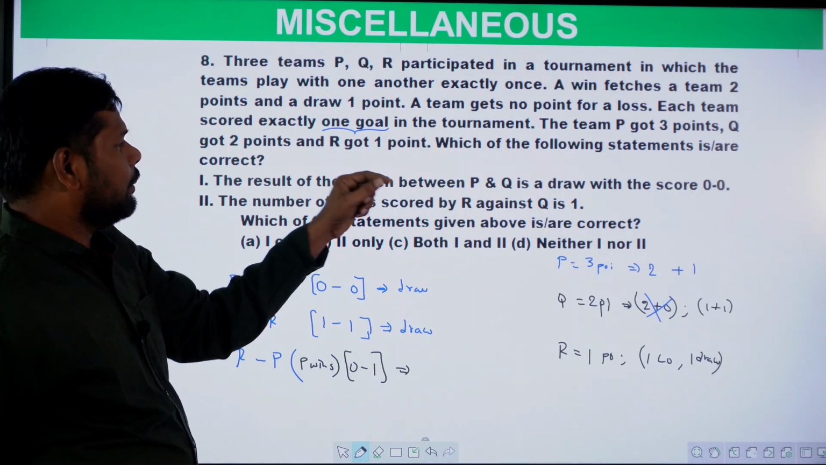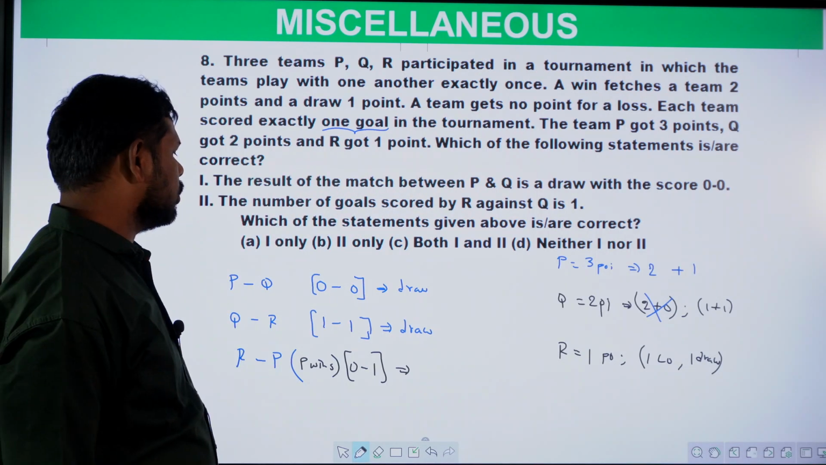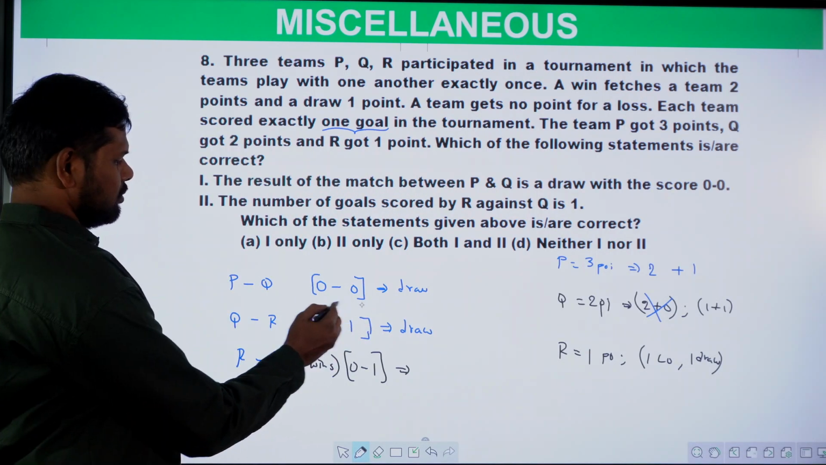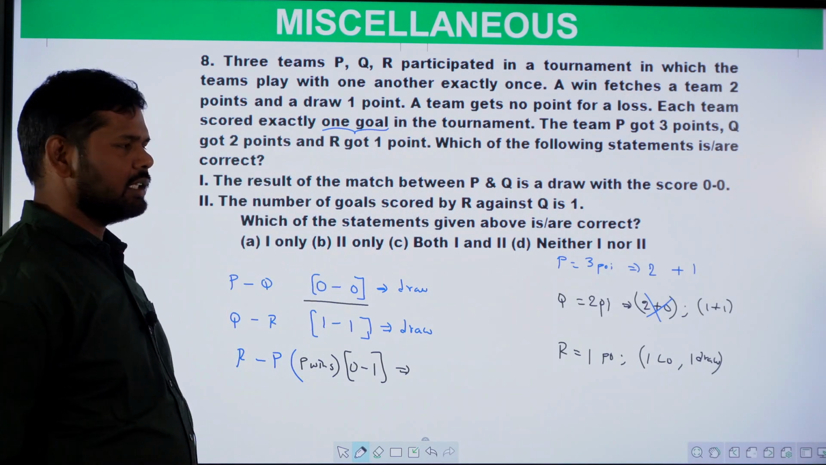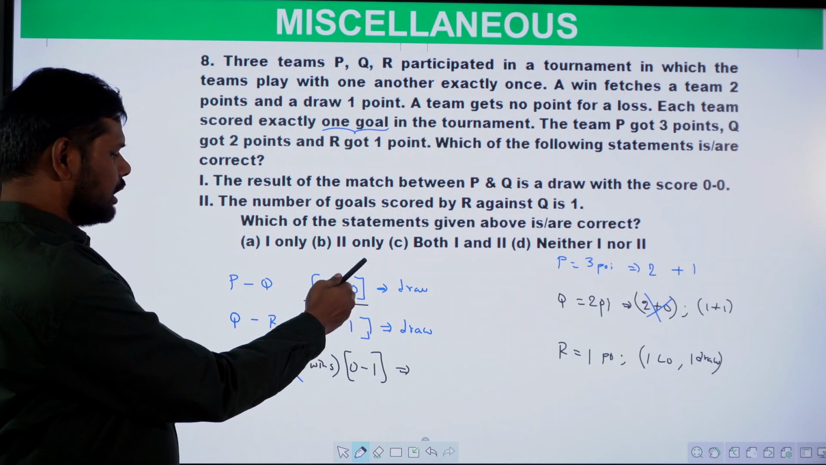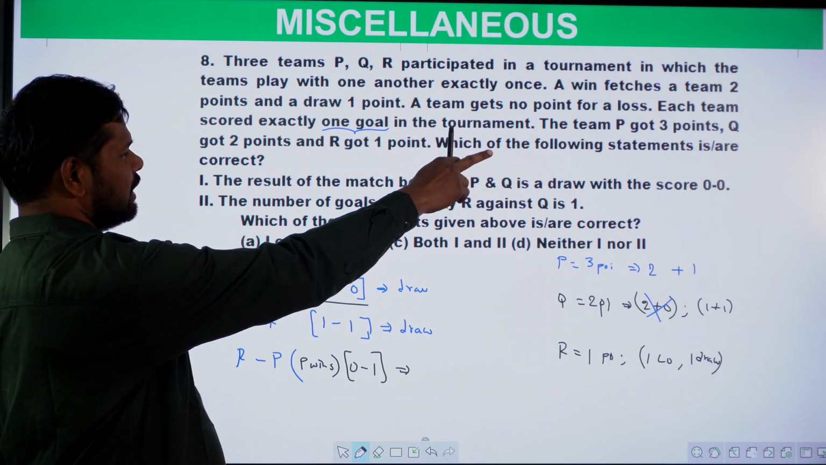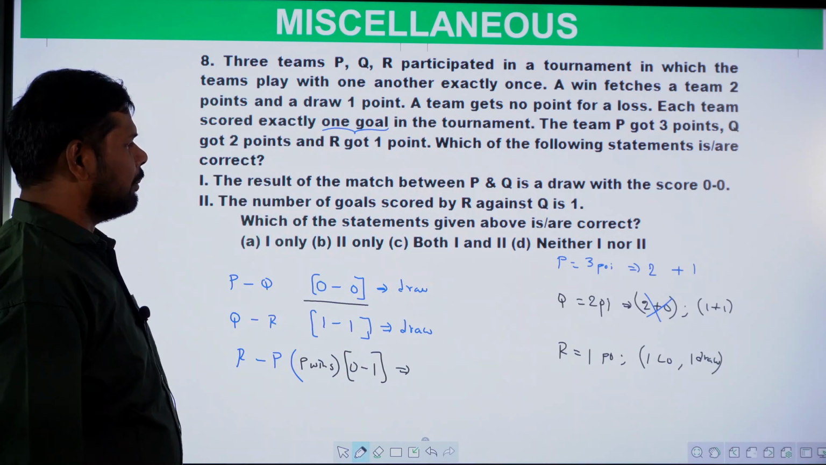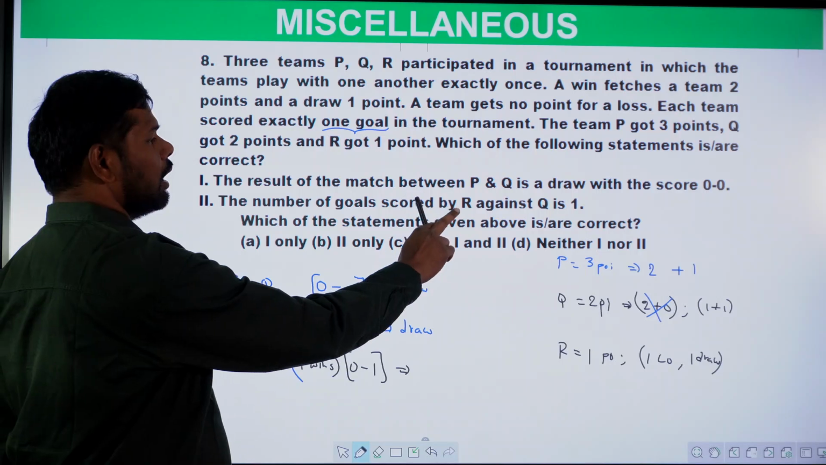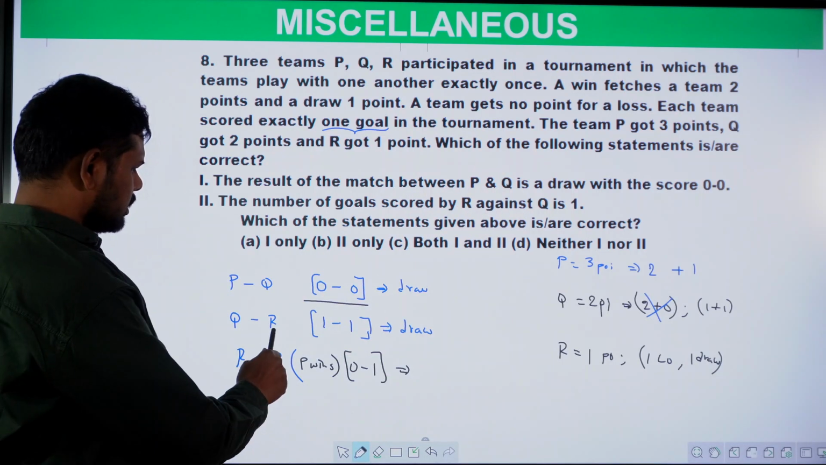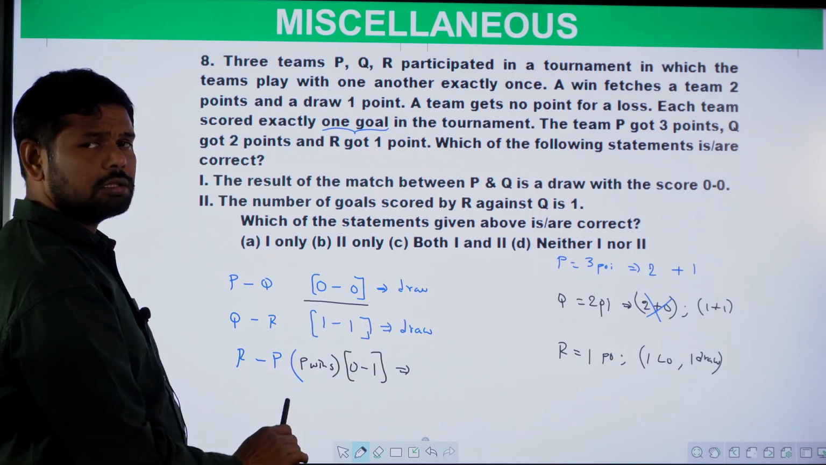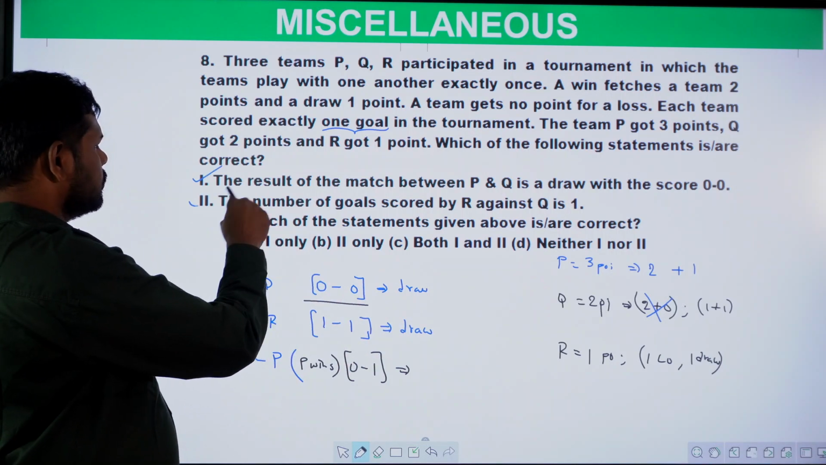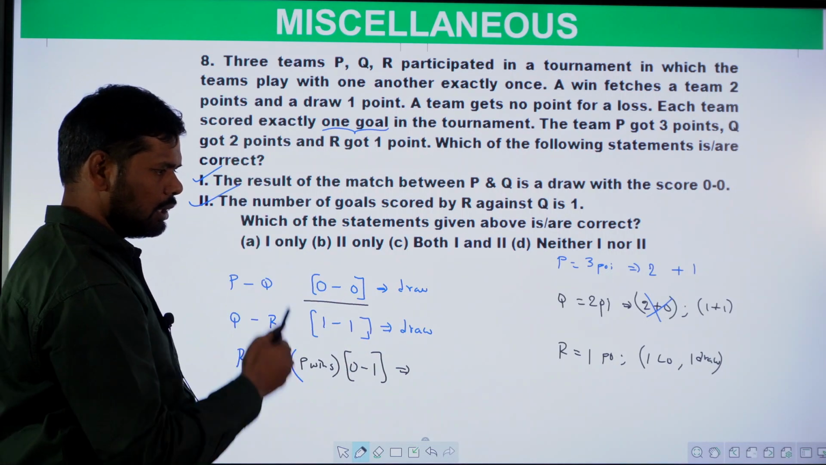The result of the match between P and Q is a draw with score 0-0. If we read that statement first, it means directly 0-0, that is the case. If it is 0-0, then only it is possible according to that. P got 3 points, Q 2, R 1. The number of goals scored by R against Q is 1. R against Q is 1 and Q also scored 1, that is the draw. So both statements 1 and 2 are correct according to the given condition.